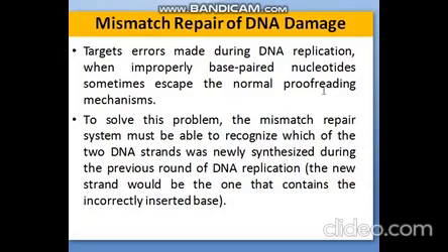The mismatch repair system should be able to recognize which of the two DNA strands is newly synthesized. One strand is a template strand, the other strand is a growing strand. So the error, the mistake, definitely will be in the newly synthesized strand rather than the template strand, because the template strand is already made, and using that template strand, the newly synthesized strand will have the error, not the template strand. So this was about the mismatch repair of the DNA damage.